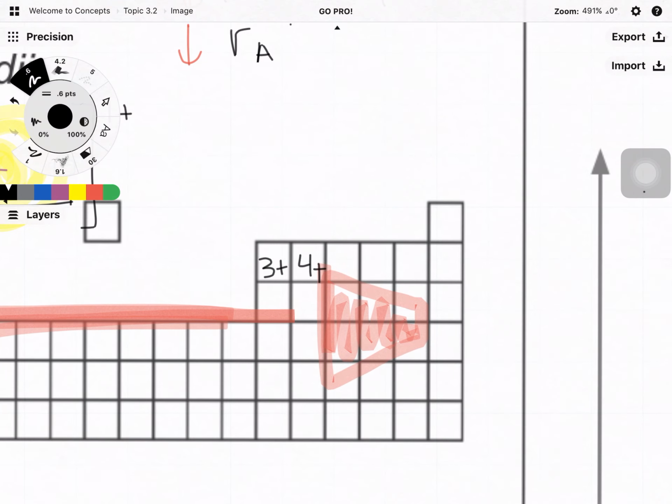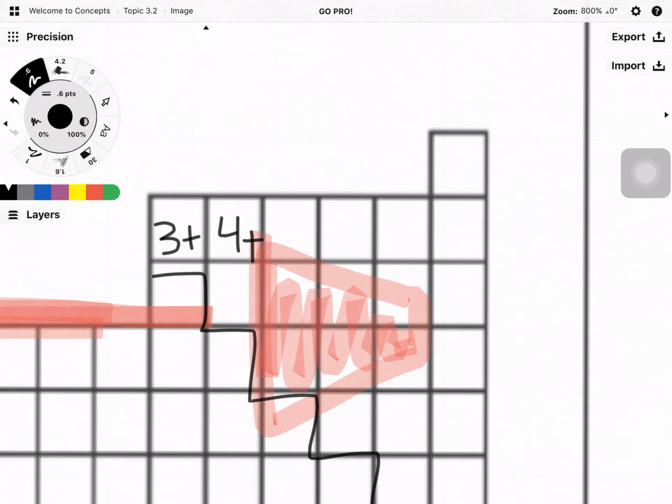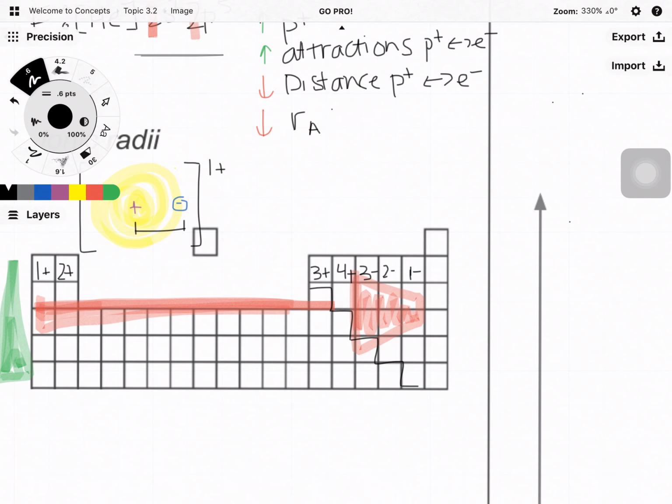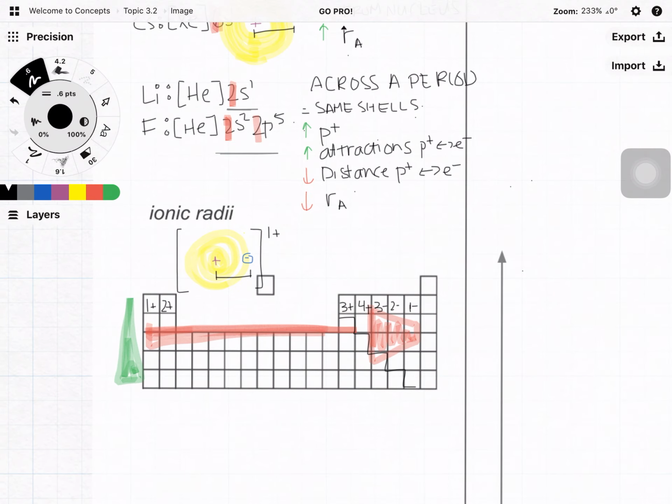The reason that my non-metals, so again we can do the staircase to show the difference between metals and non-metals, the reason that my non-metals are so much bigger than my metals is because these guys generally like to gain electrons. So gaining electrons means that there's more negative things that my protons need to attract, and so it results in a larger radius. Okay, so I'm going to get you guys to write down notes for across a period and down a group. It's quite similar to atomic radius.